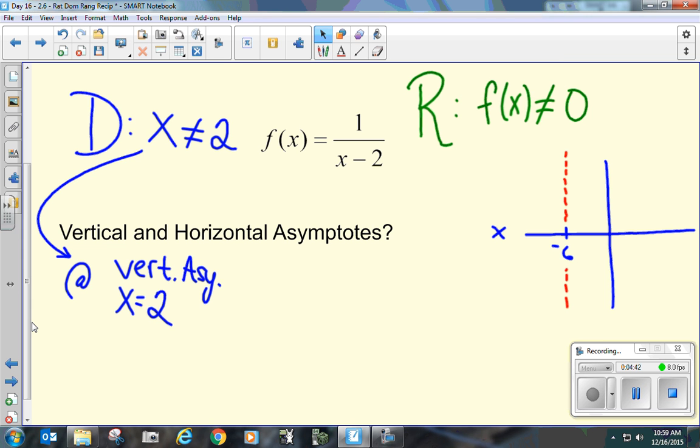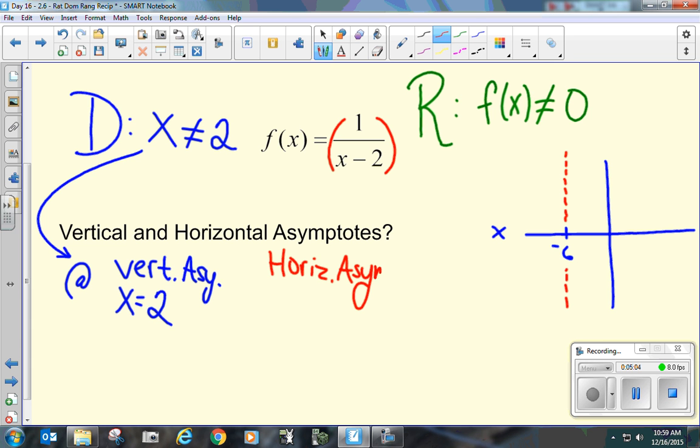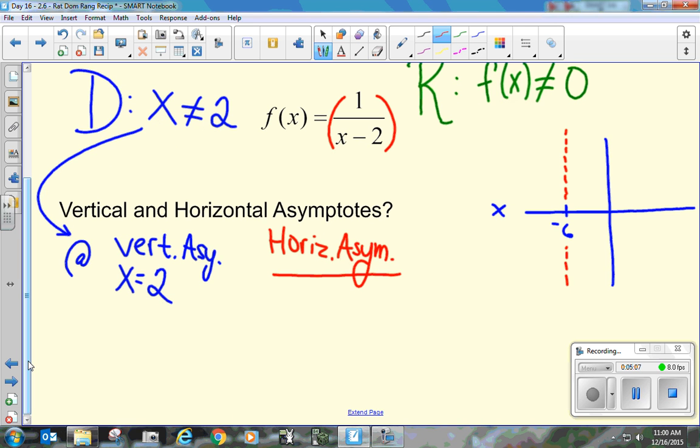Horizontal is slightly different. Not that much harder, but slightly different. Okay? I take my function, and I keep the biggest term. You guys remember this? I keep the biggest terms on the top and the biggest terms on the bottom. Okay? In this case, my only term on top is 1. What's the biggest term on the bottom? The x or the negative 2? The x. And I need to see what happens as x approaches infinity. It's actually called taking the limits as x approaches infinity.